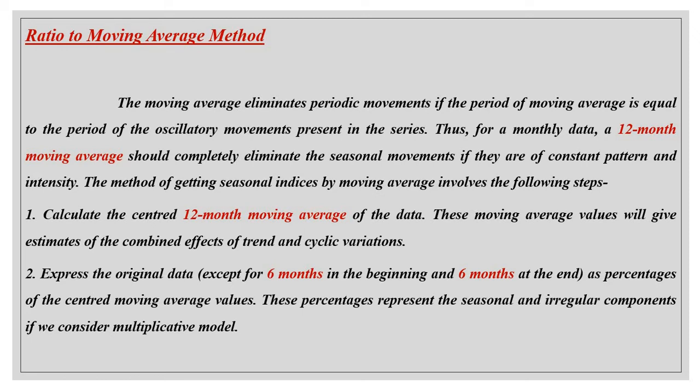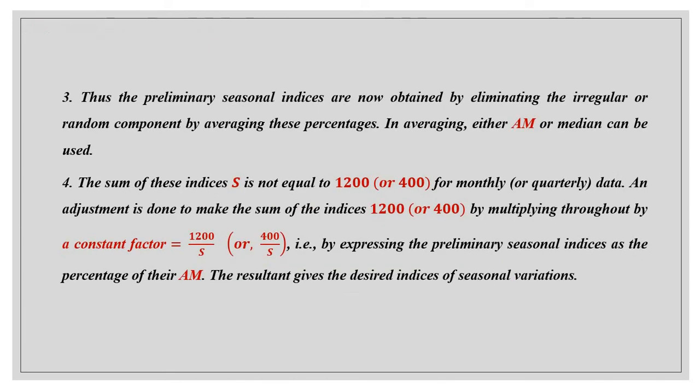First, we have to calculate the centered 12-month moving average of the data. These moving average values will give estimates of the combined effects of trend and cyclic variations. Next, we have to express the original data, except for 6 months in the beginning and 6 months at the end for monthly data, as percentages of the centered moving average values. These percentages represent the seasonal and irregular components if we consider the multiplicative model.